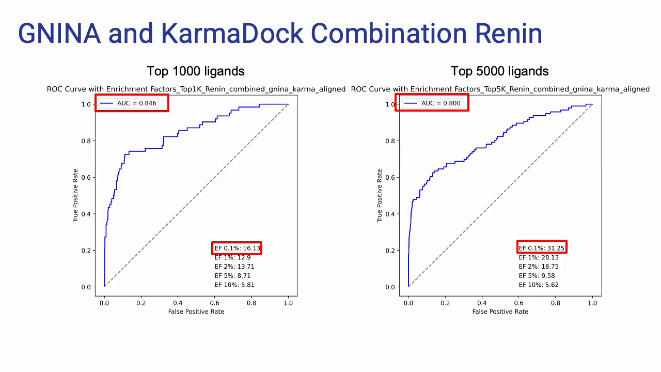For renin, it had AUC values of 0.85 and 0.8 with EF values of 16.1 and 31.3 for the top 1000 and top 5000 ligands respectively, showing decent discrimination of actives and decoys with limited enrichment in the top 0.1%.